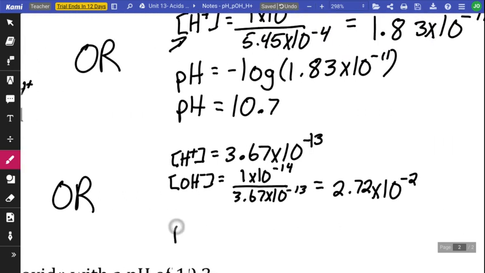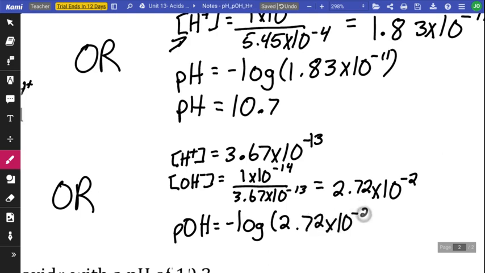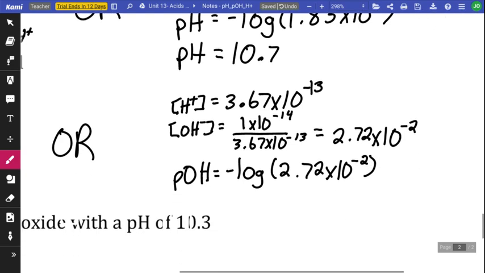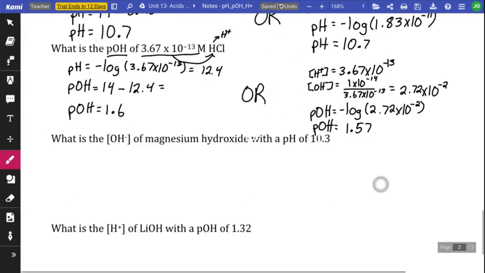So, power of hydroxide equals the negative log of that hydroxide concentration, 2.72 times 10 to the negative 2. So my pOH is going to end up giving you the answer of 1.57. Okay, now those numbers are not exactly the same, right? But they are within 3/100ths of each other, which is very, very close. Okay, so again, either way is acceptable.